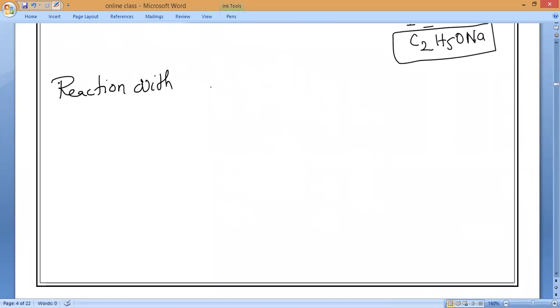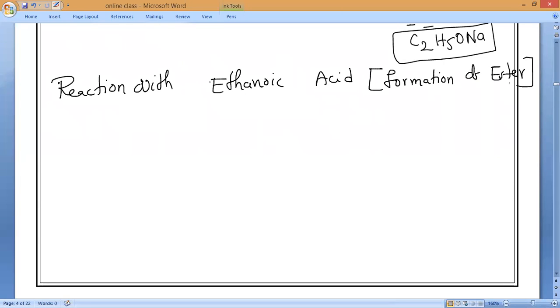Reaction with ethanoic acid. What is the ethanoic acid name called as? Another name of ethanoic acid. Everybody? Acetic acid. This reaction is called formation of ester. Very, very important reaction. So tell me, ethanoic acid, what is the formula? Acetic acid, CH3COOH. Ethanoic acid also called as acetic acid.